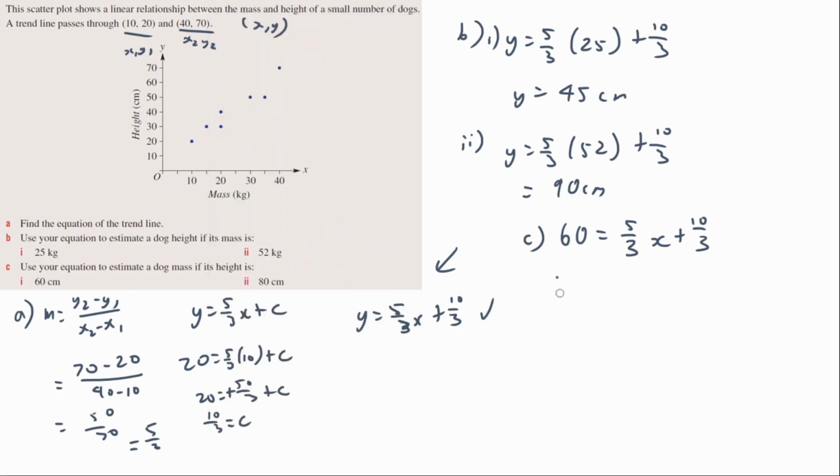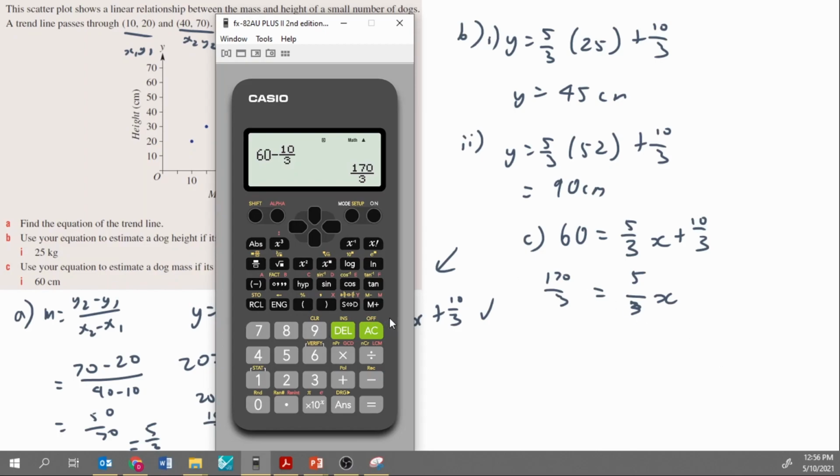So 60 minus 10 over 3 gives me 170 over 3, and I'm left with 170 over 3 equals 5 over 3x, because 10 over 3 minus 10 over 3 equals 0. Once we've done that, I just do 170 divided by 5 over 3, because this means 5 over 3 times x. The opposite of 5 over 3 times x is dividing by 5 over 3. So we do that on both sides. Just put that into your calculator again.